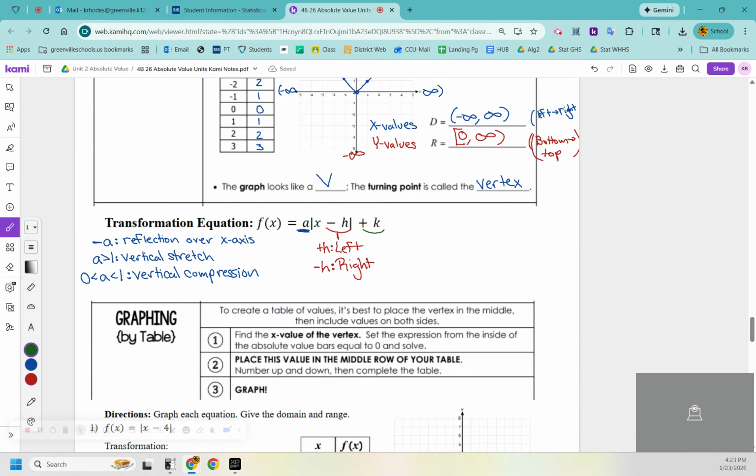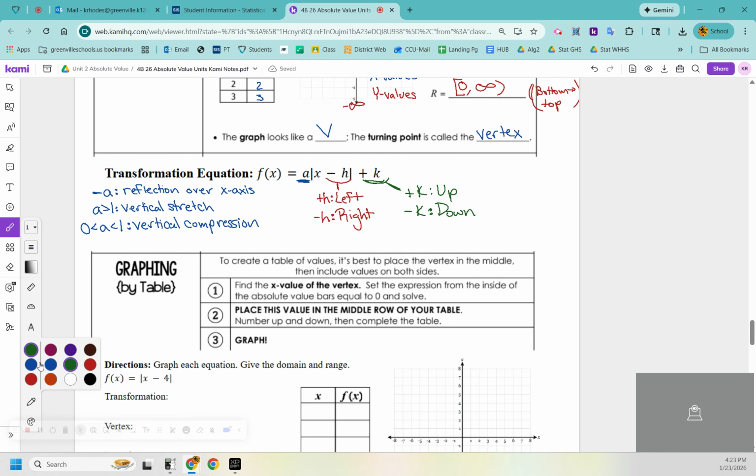And lastly, K added to the end. This is very easy. If it's positive K, then it's going to take your graph up however many points. And if it's negative K, it's going to take your graph down however many points.